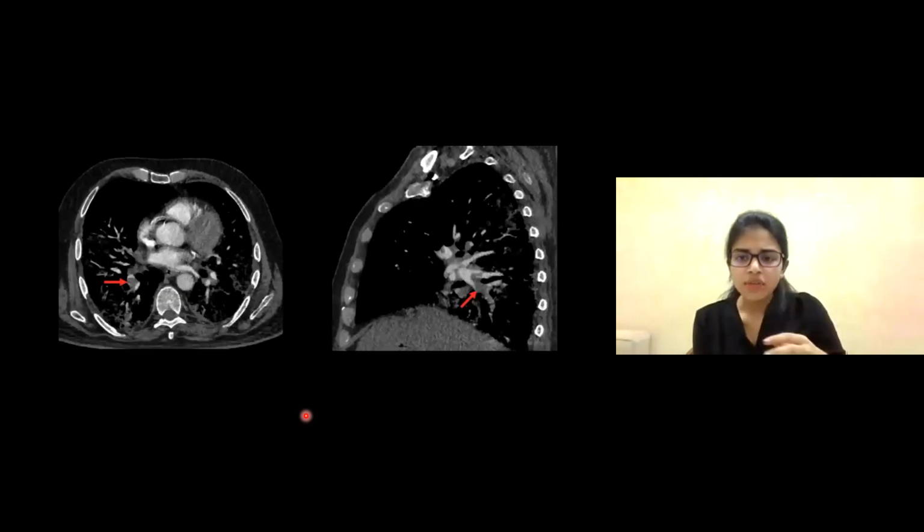Now here we have a contrast CT of the chest showing a thrombus or a filling defect in the segmental branch of the right pulmonary artery. So this is a pulmonary thromboembolism in a patient with COVID, right?